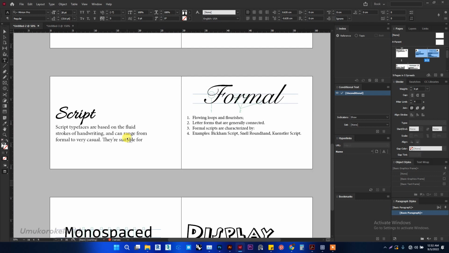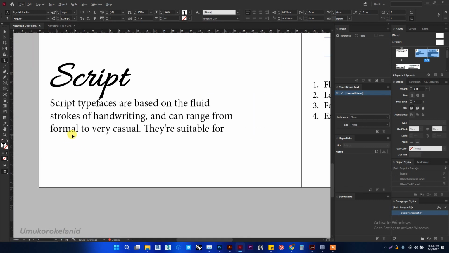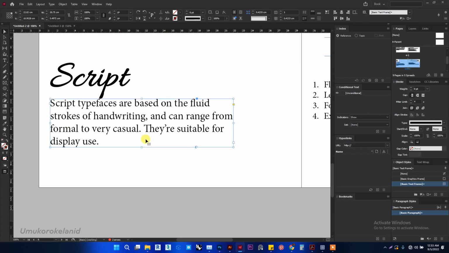So let's move on to the next one, script font. Script typeface rather. Script typefaces are based on the fluid strokes of handwriting. They can range from formal to very casual. They are suitable for display use.